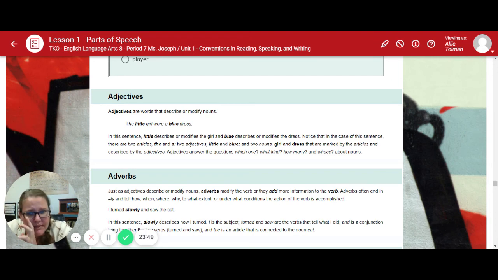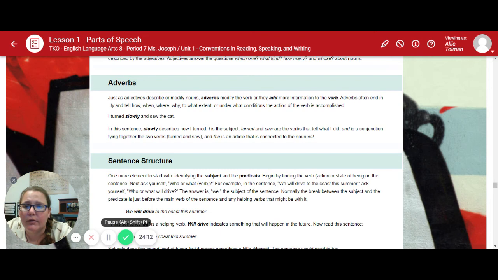Notice that in the case of this sentence, there are two articles, the and a, two adjectives, little and blue, and two nouns, girl and dress, that are marked by the articles and described by the adjectives. Adjectives answer the questions which one, what kind, how many, and whose about nouns.